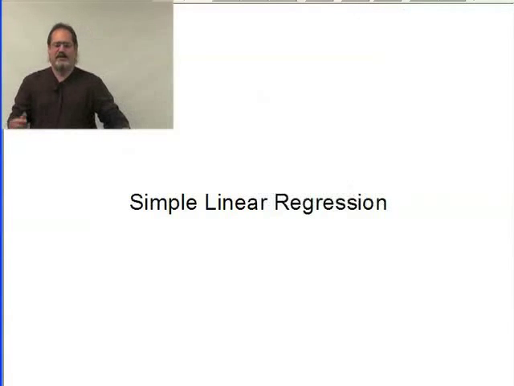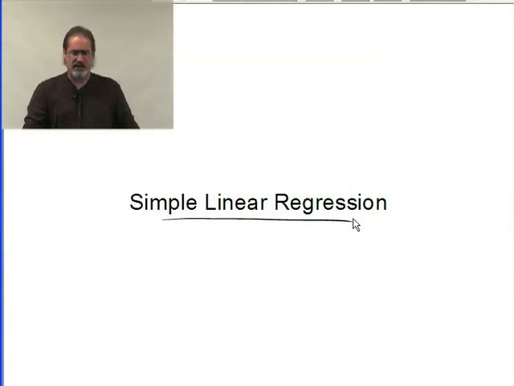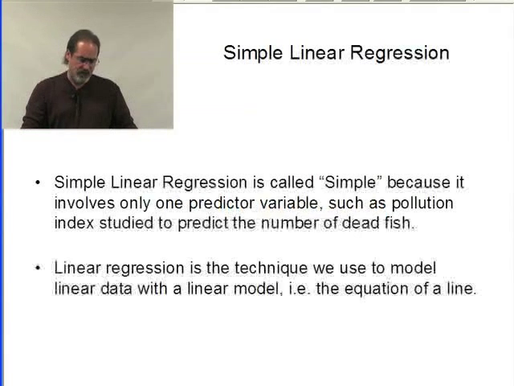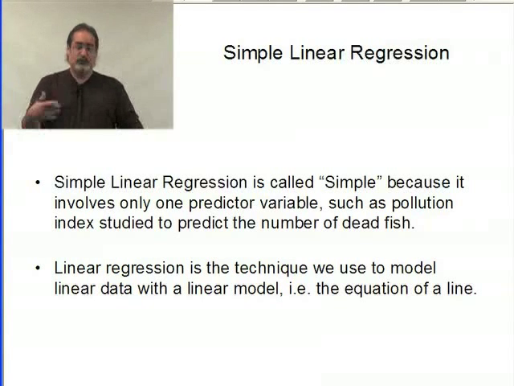Okay, now that we've talked about the idea of correlation, looking for linear or monotonic association, I want to take the next step and start talking about the idea of simple linear regression. Now, the primary use for linear regression is in fact prediction. It's building a mathematical model that we can use for predictive purposes.